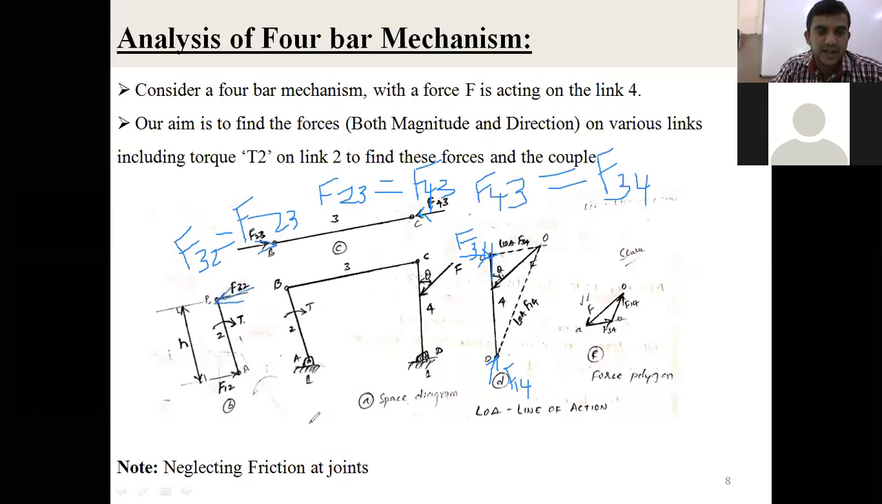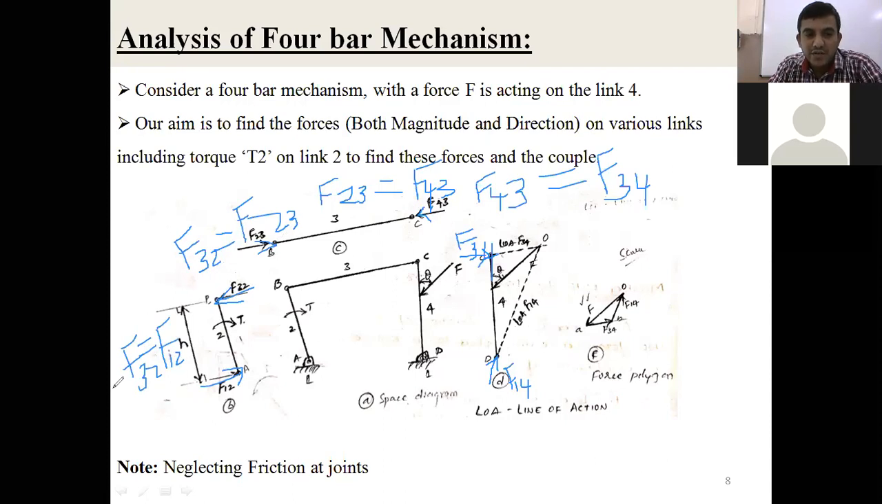See the opposite direction. Similarly, link 2 is subject to how many forces? Two forces and a torque. One force, F32, is acting here, and another force at hinge A, F12, is acting here. That should be parallel to F32. Remember, it is subject to two forces and a torque. Those two forces should be the same in magnitude: F12 is equal to F32, but parallel to each other, acting in the opposite direction.